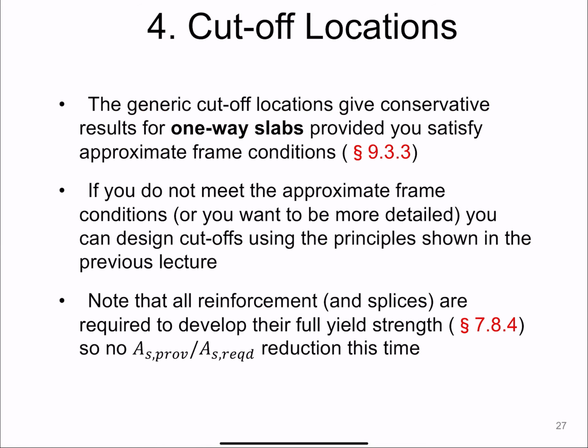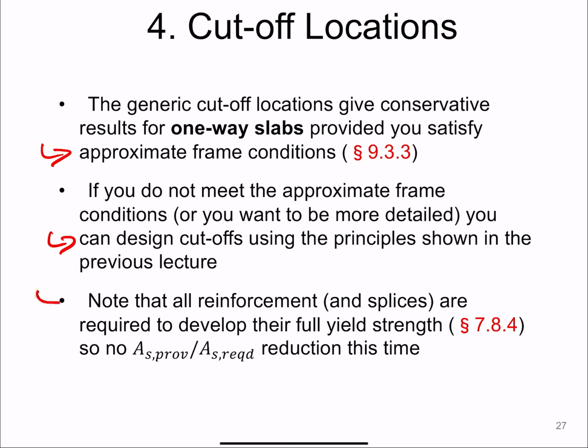So generic cutoff locations give conservative results for one-way slabs, provided you satisfy approximate frame conditions, and we'll get to see what those frame conditions are. They are also in the previous handout, previous set. If you do not meet the approximate frame conditions, or you want to be more detailed, you could design cutoffs using the principles shown in the previous lecture, if you want.